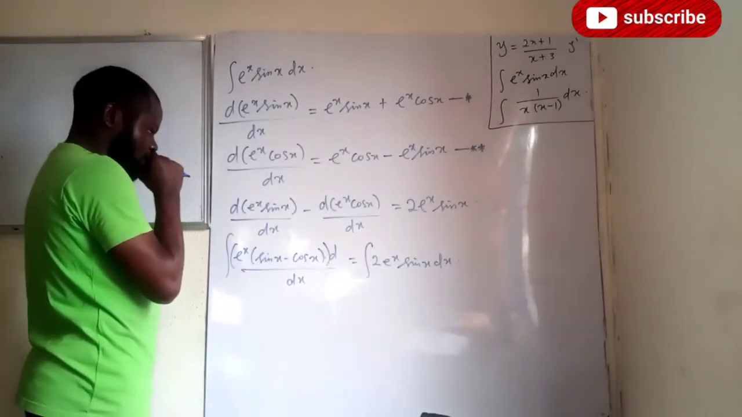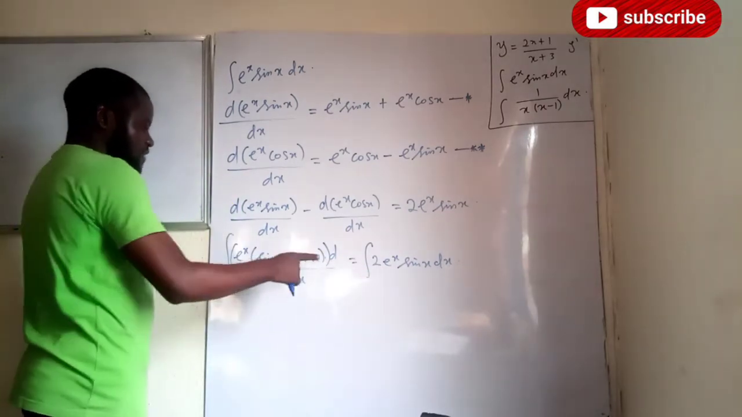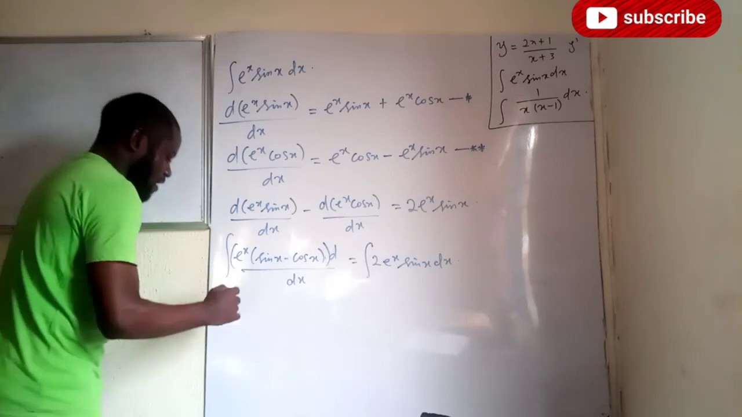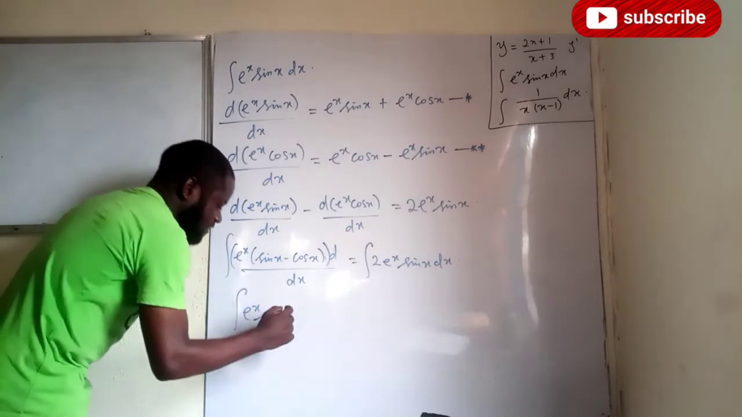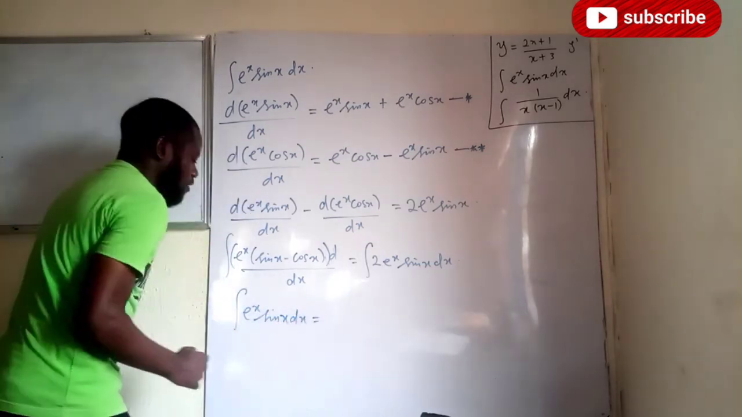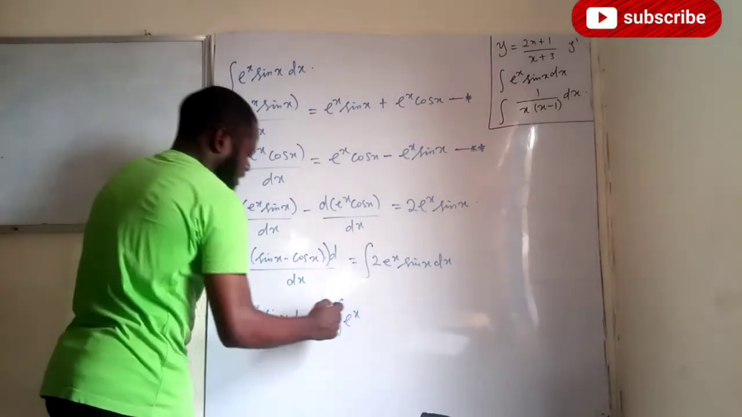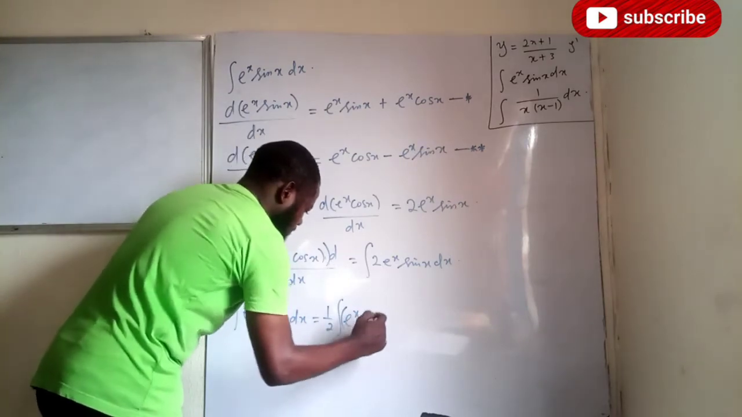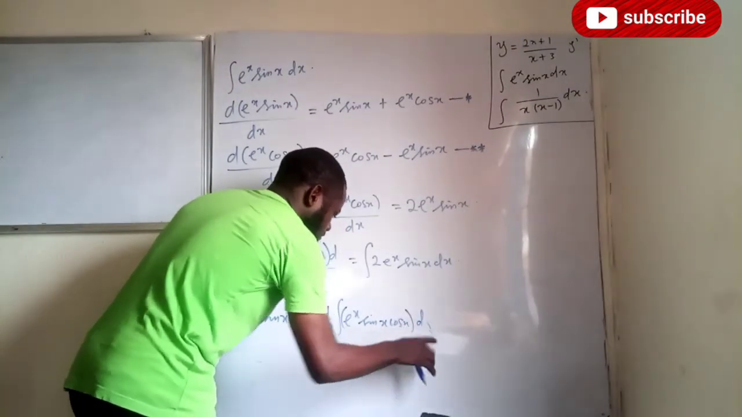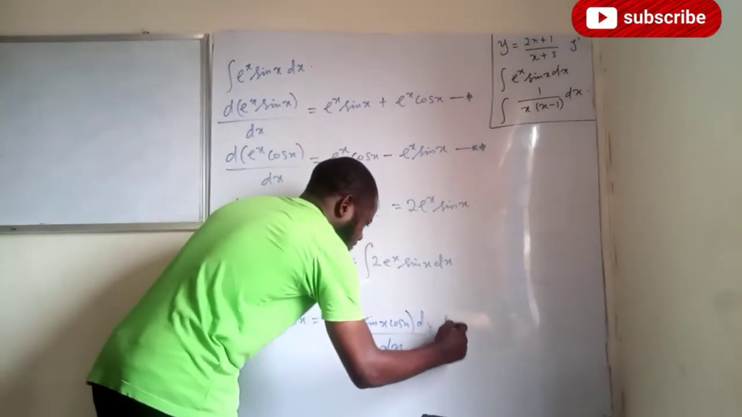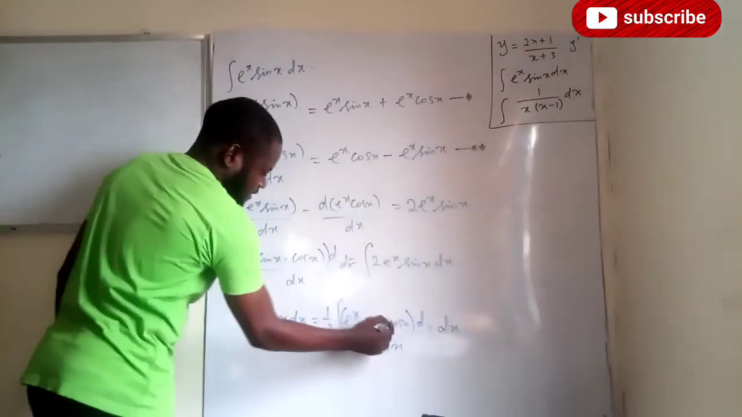Okay, so if this should be the case, I can decide to divide both sides by 2. And if I divide both sides by 2, I will have that the integral of e to power of x sine of x dx equals 1 over 2 integral of e to power of x sine of x cos x d dx, because we are integrating with respect to x. This is negative, please don't forget.